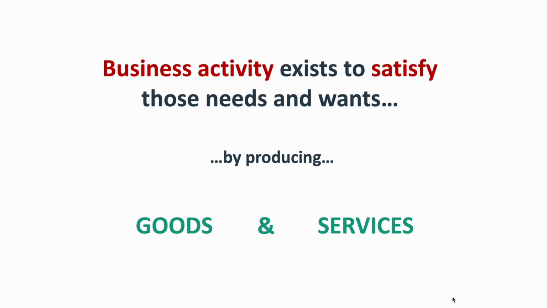Okay, so now we're already getting to the answer to one of the original questions at the beginning of the chapter. Why does business activity exist? And here we have it. It exists to satisfy our needs and wants. How does that happen? By producing goods and services.